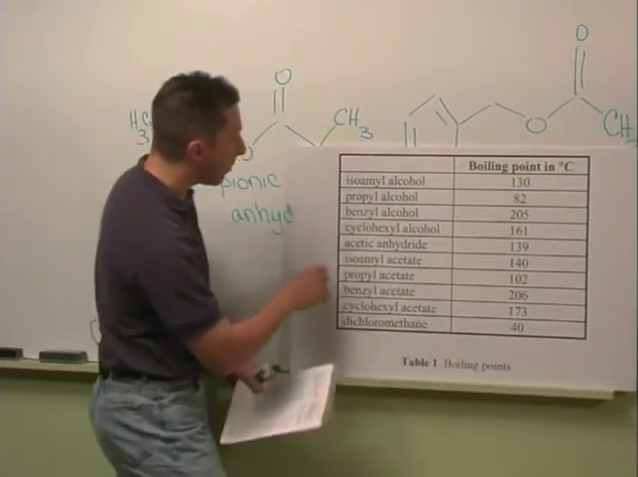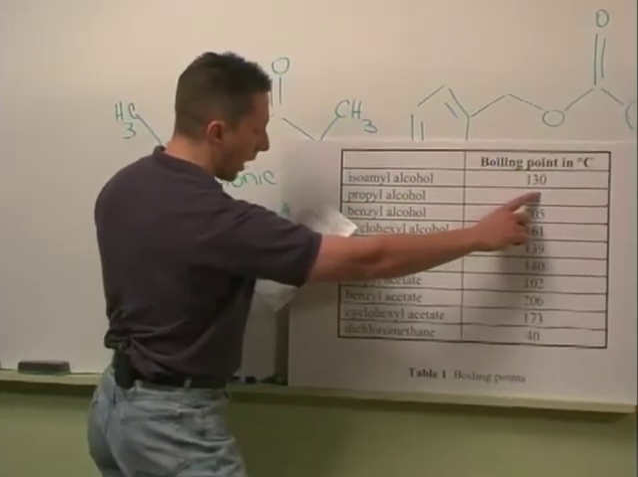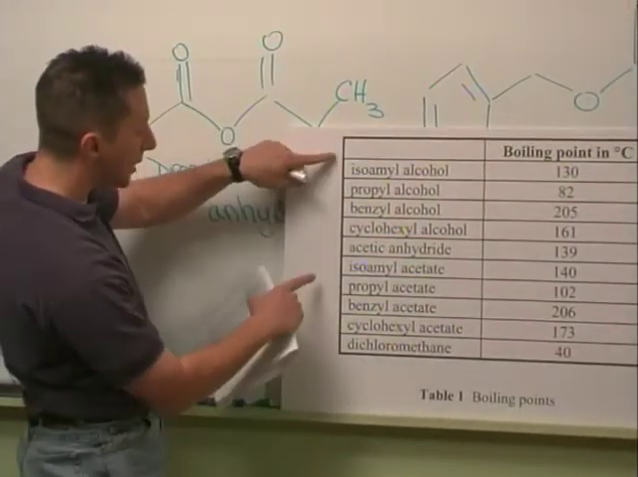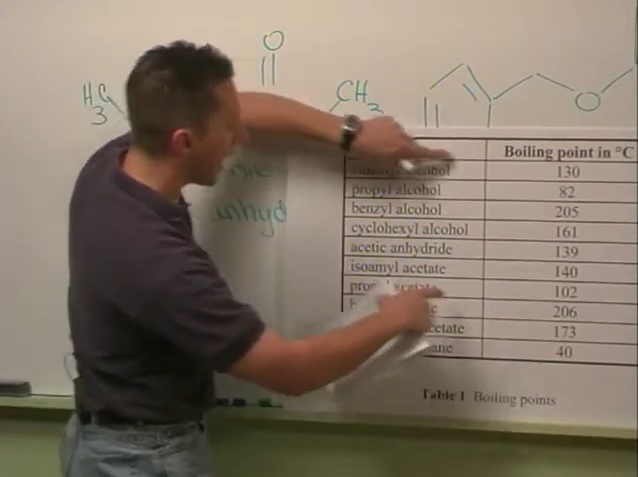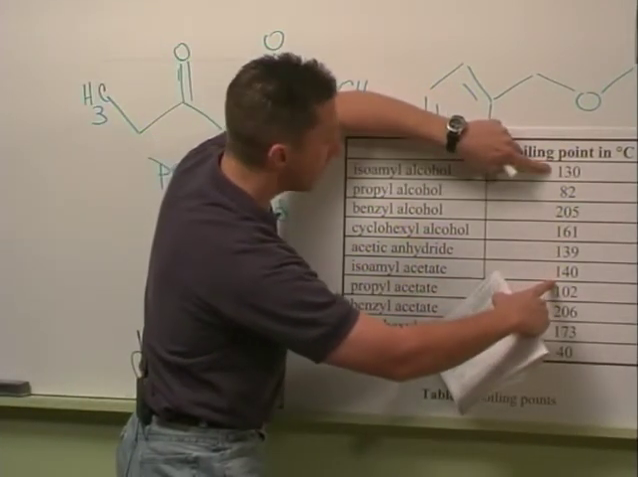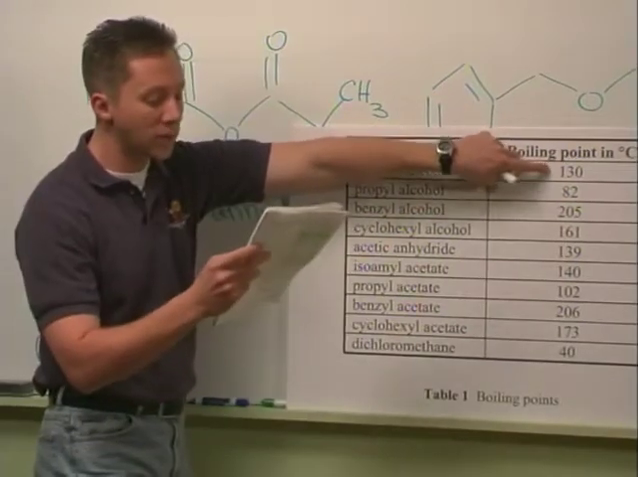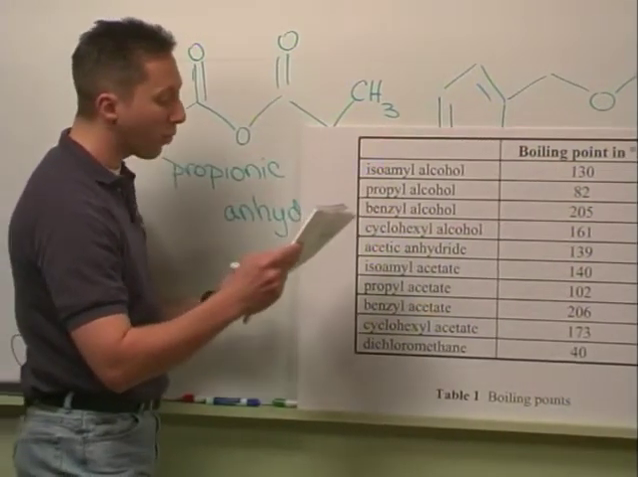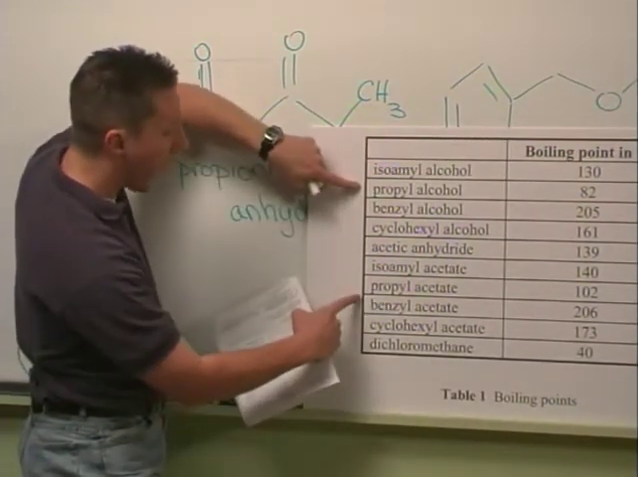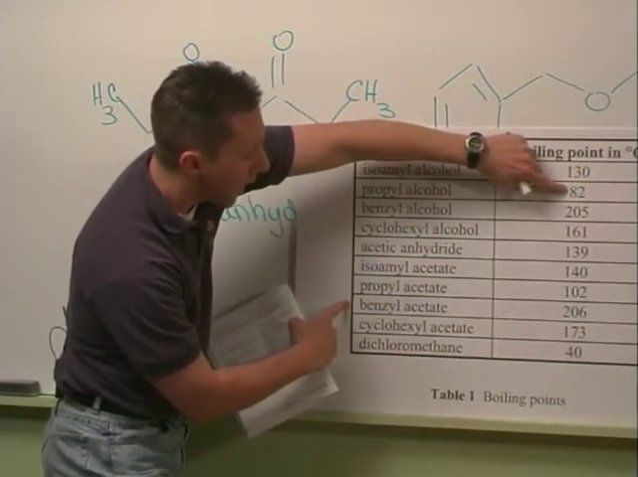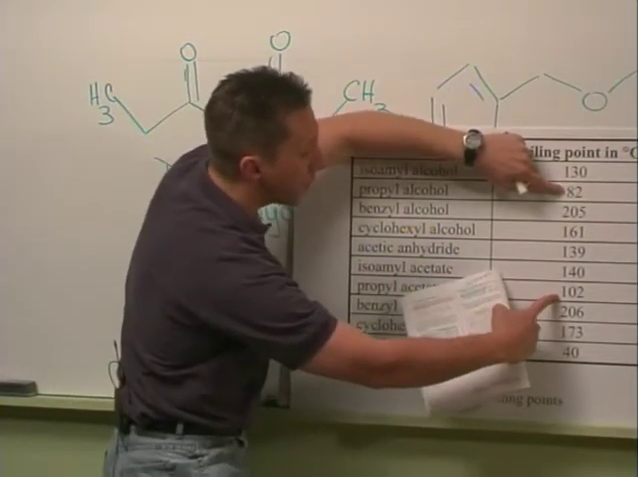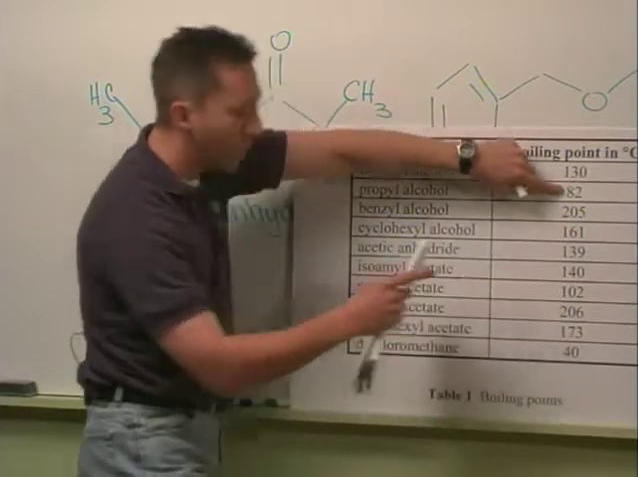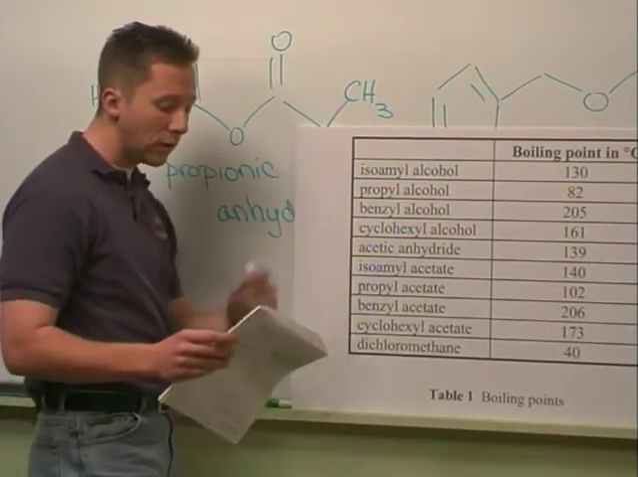A says isoamyl alcohol and isoamyl acetate. Isoamyl alcohol is 130. Isoamyl acetate is 140, a 10-degree difference. So answer choice A is 10 degrees different. B says propyl alcohol and propyl acetate. Propyl alcohol boils at 82 degrees. Propyl acetate boils at 102 degrees. That would be a 20-degree difference. So that's clearly larger than A.